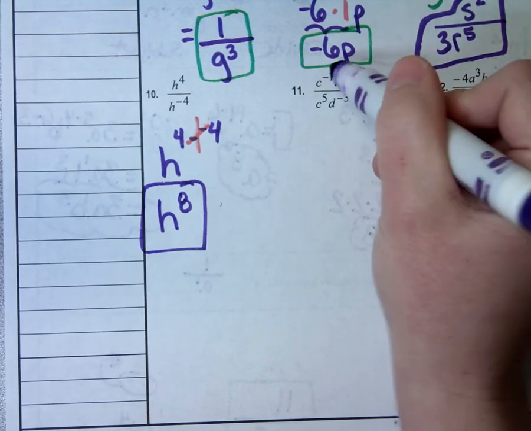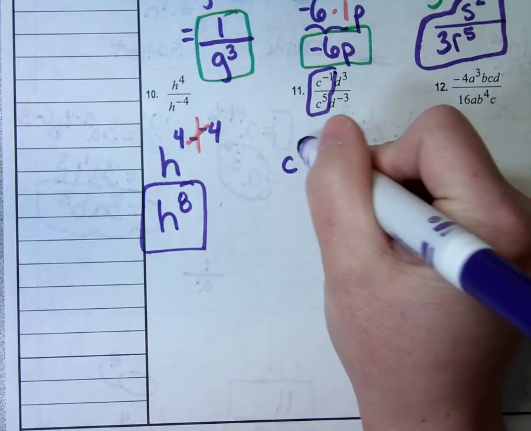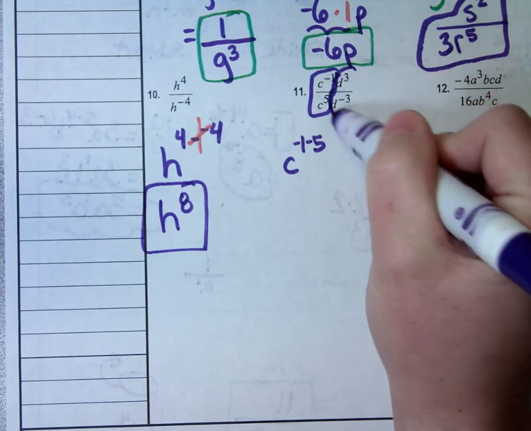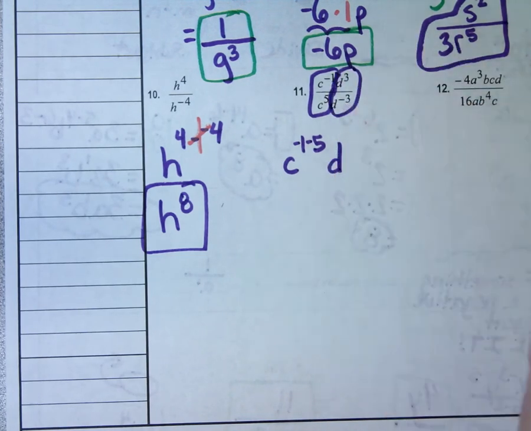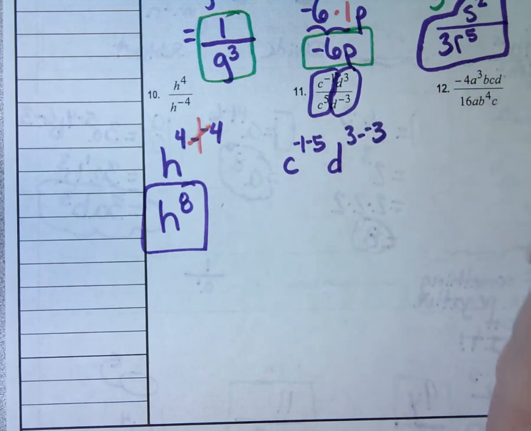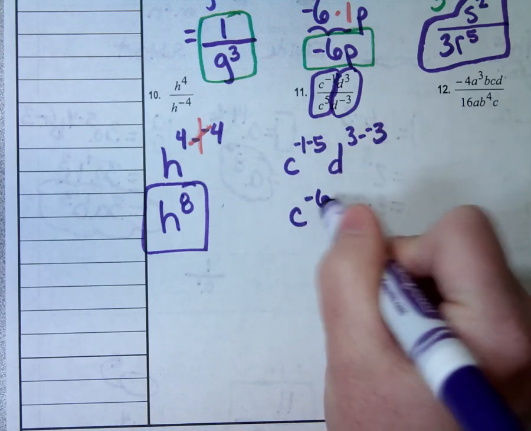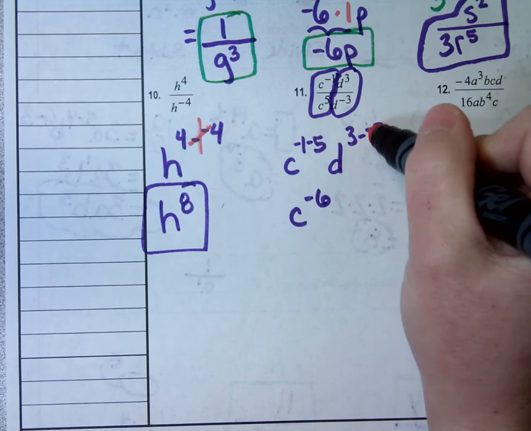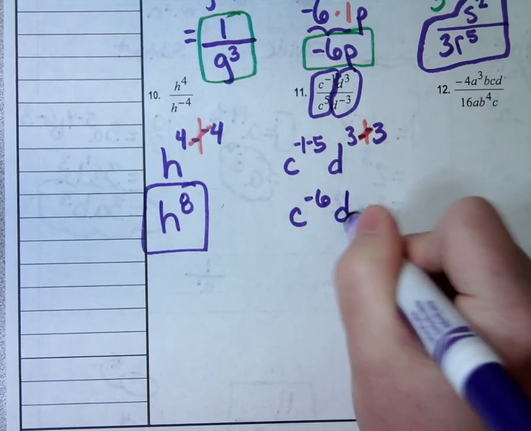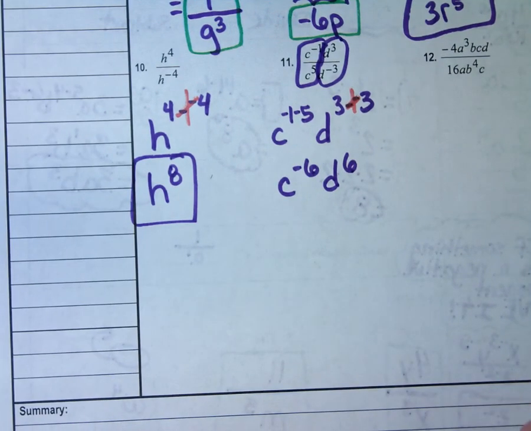Okay, number 11. So I'm trying to divide the same base, so I keep that base, and I'm going to subtract the exponents, negative 1 minus 5. I'll just show you my work here. When I go to do my d's, I keep that same base, the d, and I subtract the exponents, 3 minus negative 3. So let's clean this up. How much is negative 1 minus 5? Negative 6. And then remember, the minus the negative turns into a plus. So how much is 3 plus 3? A positive 6.